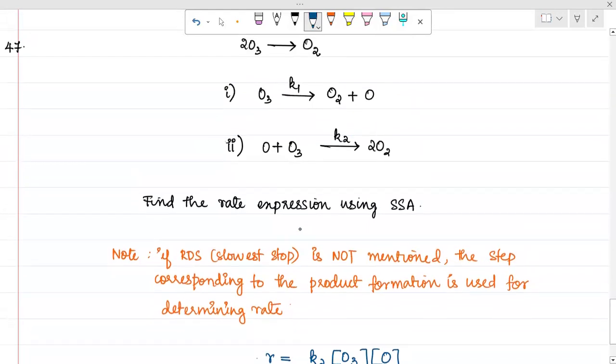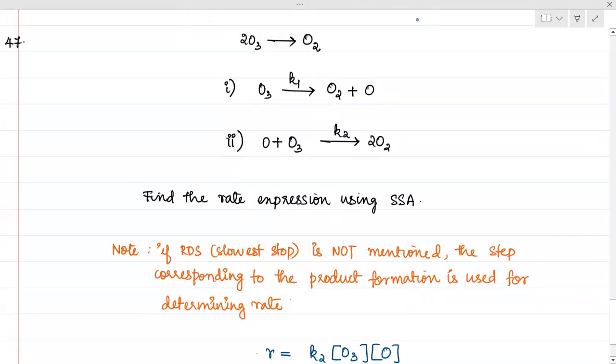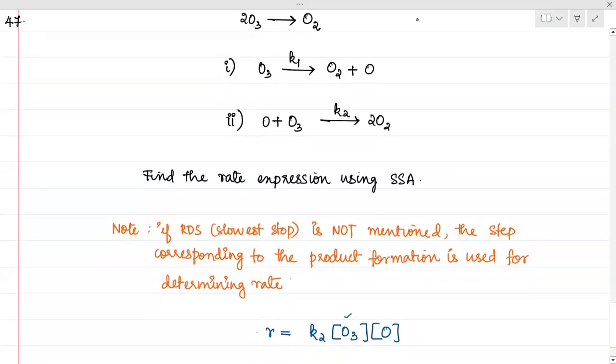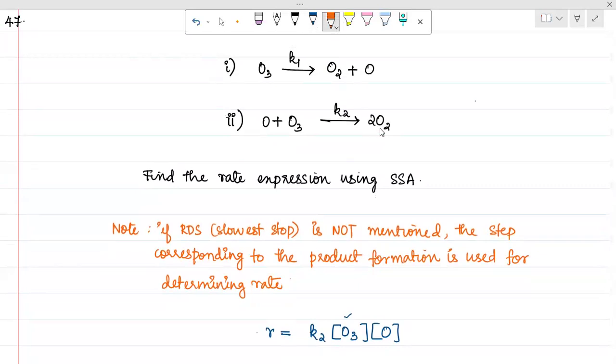Now, look at the overall reaction. O3 is something that we have on the reactant side, and that is stable. But O is not something that we have in the overall reaction. So that is the intermediate, and we have to eliminate the intermediate. How do we eliminate the intermediate? Note it down. This one is our intermediate.